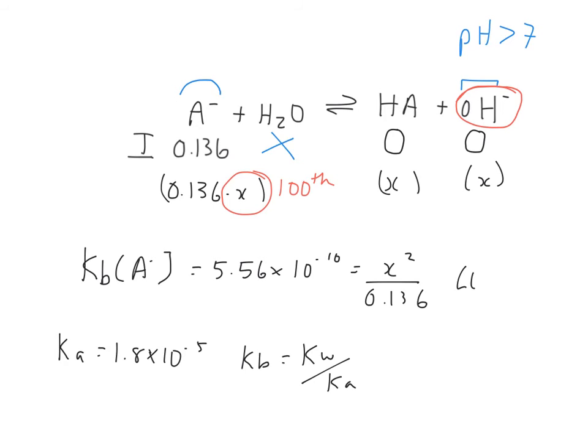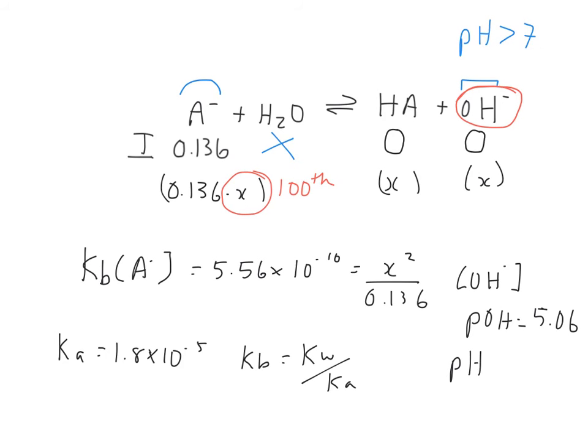Solve. Recognize, though, that you are solving for hydroxide. Common mistake is to get confused and kick this over and call it a pH, okay? But let's do it. 5.56 times 10 to the -10 times your 0.136, square root of that. I get a hydroxide concentration of 8.69 times 10 to the -6. Negative log of that, I get a pOH of 5.06.